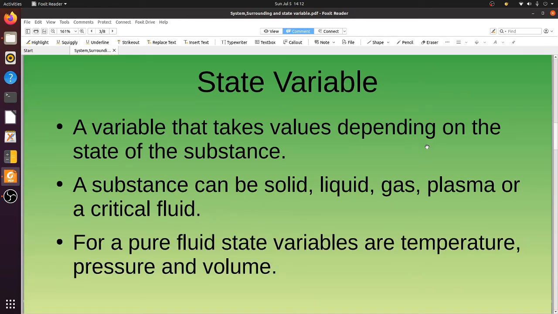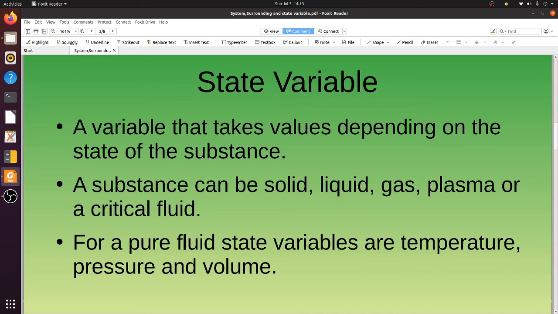Now let's come to what is a state variable. It's a variable that takes values depending on the state of the substance. Well, the substance in thermodynamics, at least in chemistry or in physics or in science, can be solid, liquid, gas, plasma, or critical fluid. It can be anything of this. For a pure fluid, at least, we can say that the state variables are the temperature, pressure, and the volume.